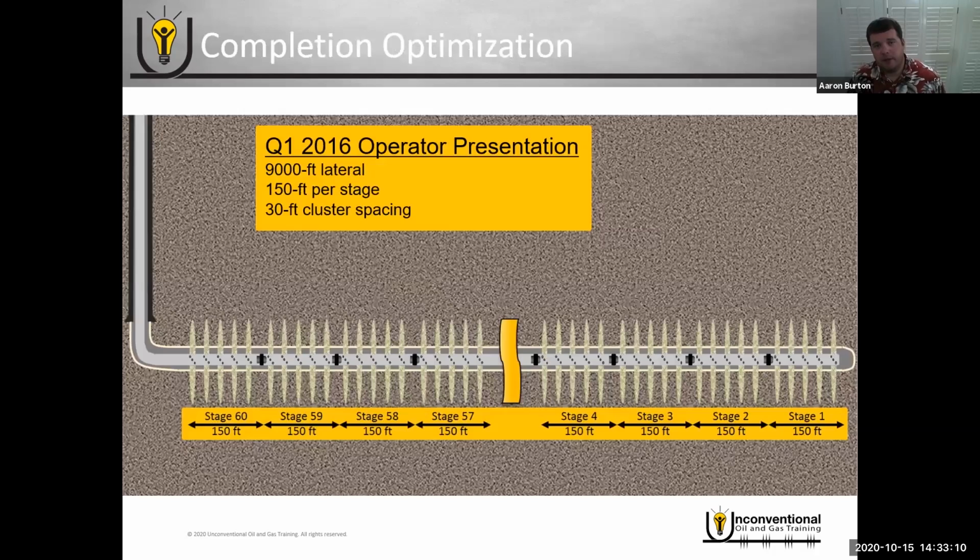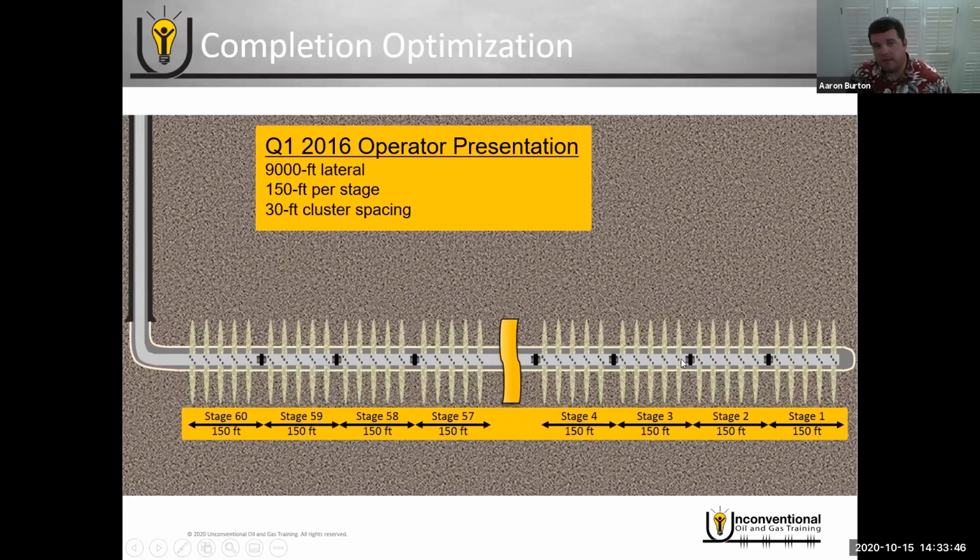So let's look at an example here. This is from a prominent Permian operator, from their Q1 of 2016 investor presentation. In that presentation, they reported that they were doing 9,000 foot laterals, 150 foot per stage, and 30 foot cluster spacing. So we'll stop real quick and review the nomenclature. The 150 foot per stage spacing is going to be 150 feet between each plug. And the 30 foot cluster spacing is going to be 30 feet between each individual perforation.